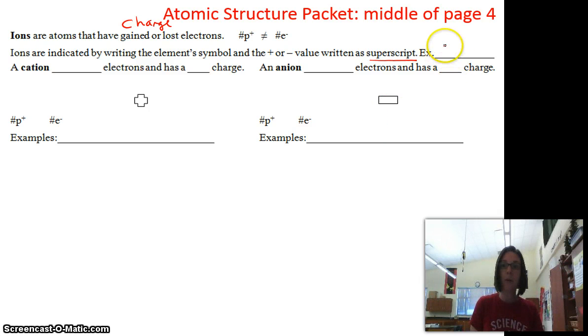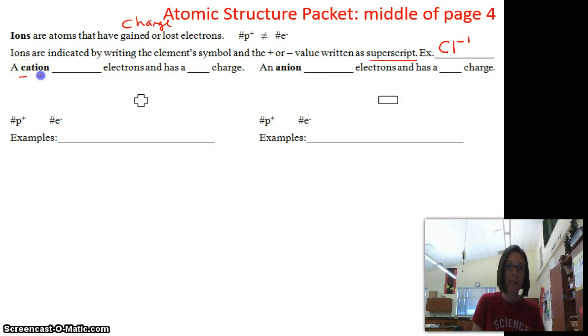So for example, maybe you've seen me write this Cl-1. And what that means is that's a chlorine atom that has gained an electron and now has a -1 charge, since electrons are negative, so an extra electron would make the atom negative. So we have two types of ions. We have positive ions and negative ions.